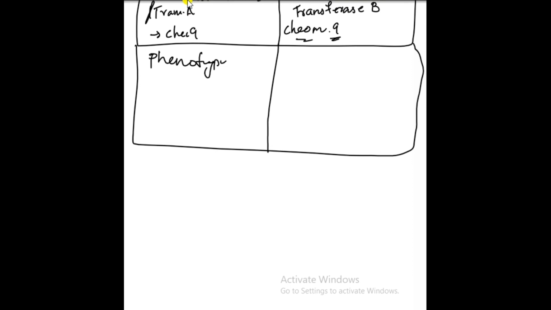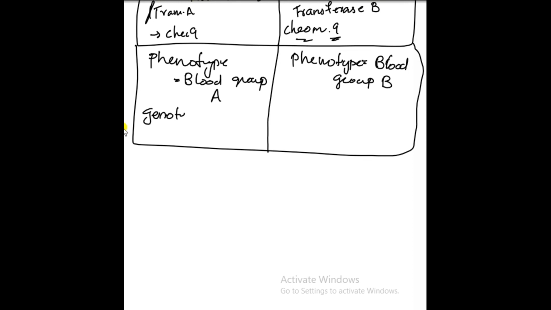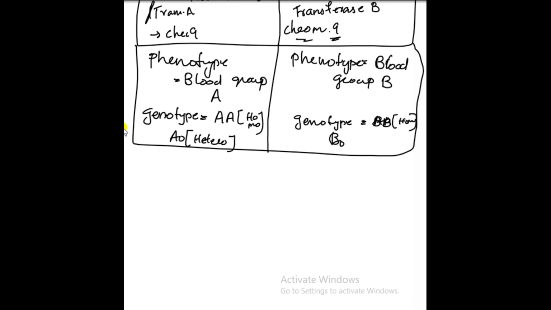We know from the gene the enzymes are going to be produced. Phenotype means the physical character, that is blood group A and blood group B. And the genotype for A is capital A, capital A, that is homozygous, and capital A and O, it is heterozygous. Genotype for B is capital B, capital B, homozygous, and capital B and O, it is heterozygous.